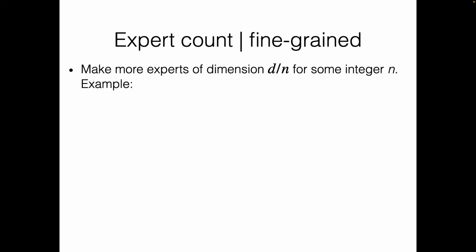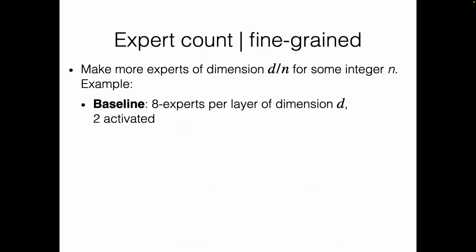So just to make sure this is clear, let's work through an example. Let's say we have 8 experts per layer, and each expert is of dimension D, so let's say 1024. And let's say that we choose to activate 2 of them at a time. So this router is going to choose 2 of the 8 experts.